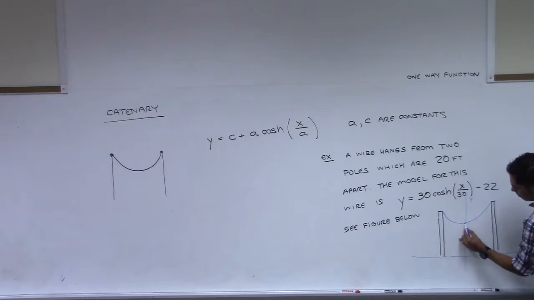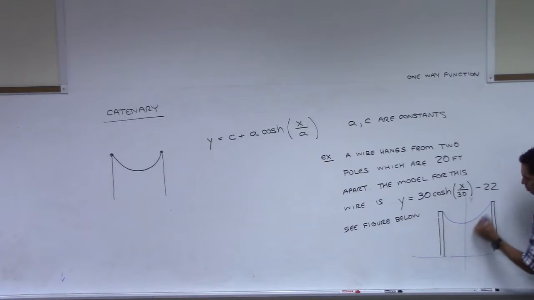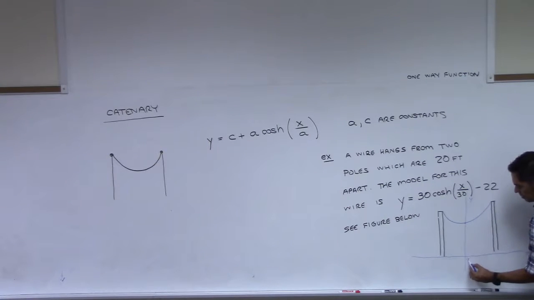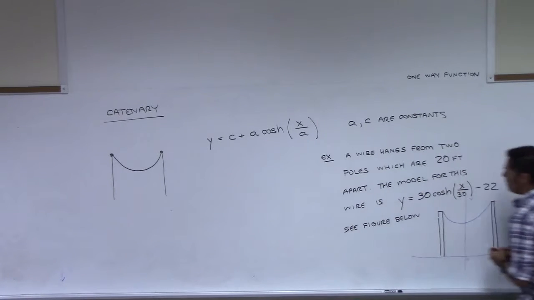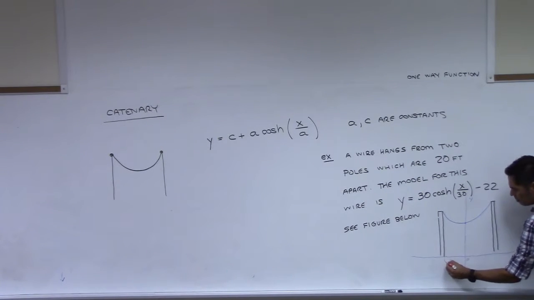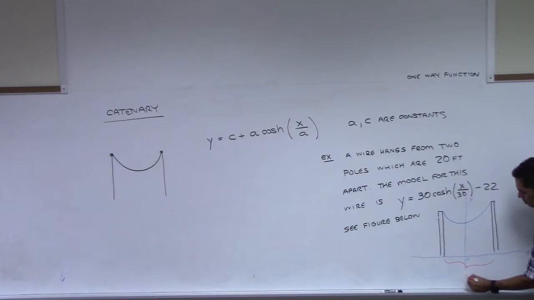So what I need you to understand is that the lowest point of the catenary is at x is 0, all right? So in this formula, if you replace x with 0, it's going to give you that lowest point. Understand? Okay. How far apart are these poles, did I say? 20 feet apart? Okay, so this is 20 feet from here to here. 20 feet.